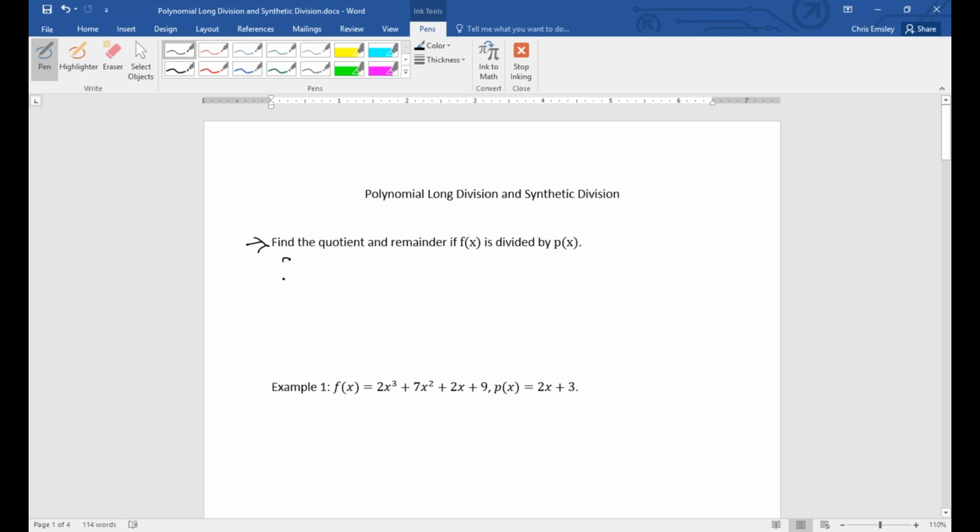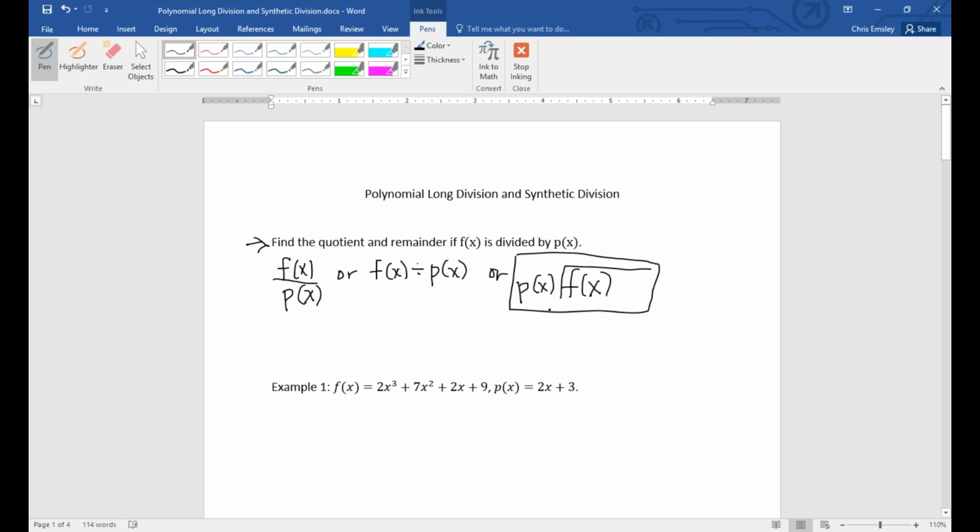And just to refresh, if f of x is divided by p of x, we could write that as a rational expression, or we could write f of x divided by p of x. And this is how we want to do it when we are doing our long division. We'll be setting it up like this, like long division that you did back in 3rd grade, and we're going to refresh that and take a look at that again, just so you are familiar with the vocabulary that I will be using. This number underneath the division sign, that is called the dividend.